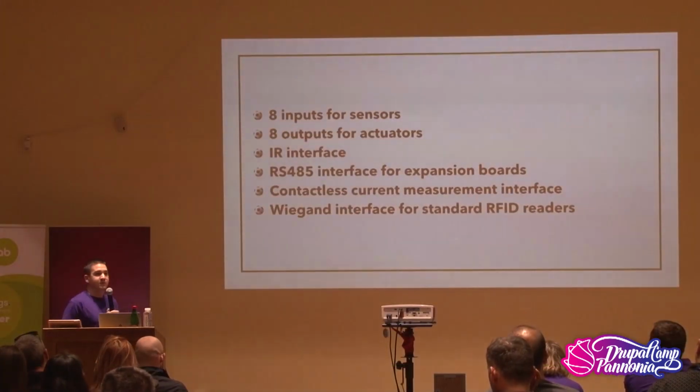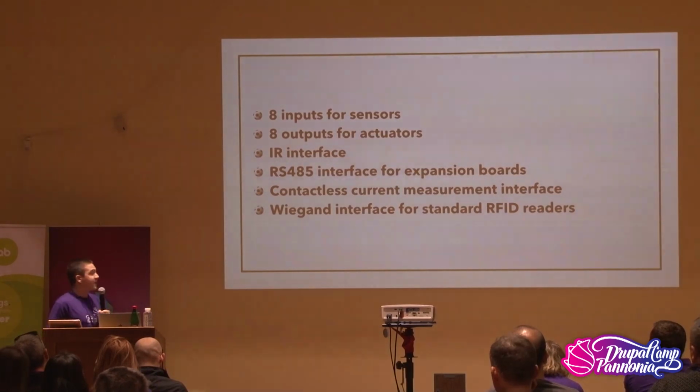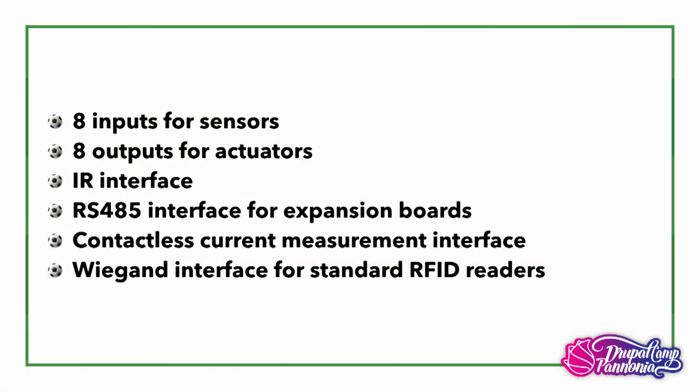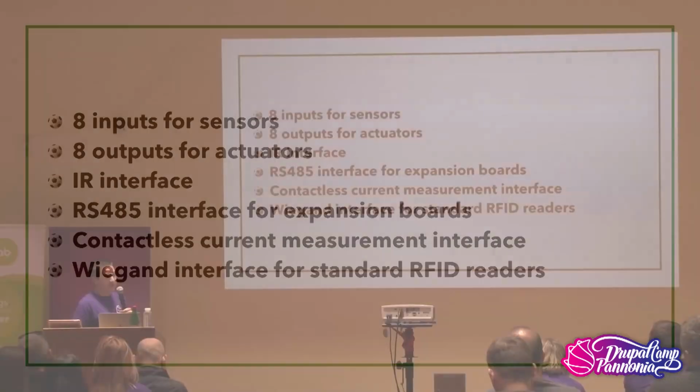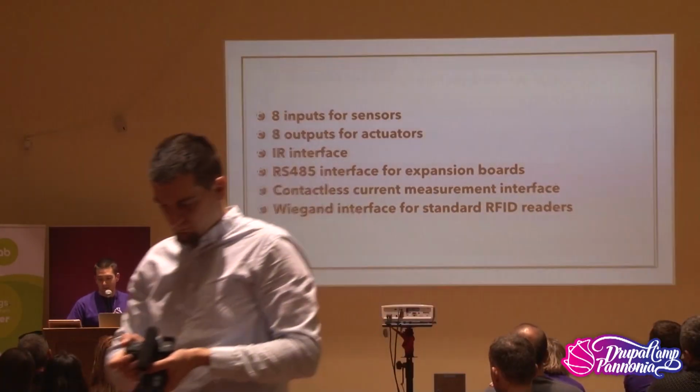Main controller. Every main controller has 8 inputs for sensors, 8 outputs, an infrared interface to simulate a remote to control, for example, a television, and an RS485 interface to put additional electronics like the air conditioning controller as a slave to our main controller. We have a contactless current measurement interface, so we can measure the current usage of the room without connecting directly to the cables. And we have also a Wiegand interface for standard RFID card readers.